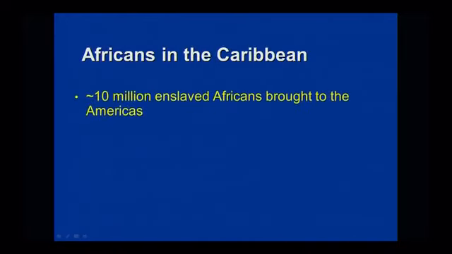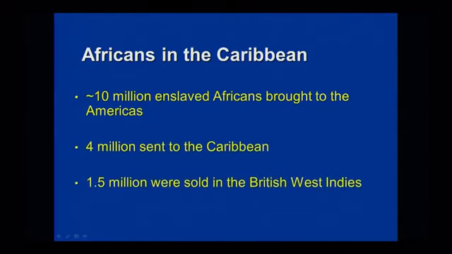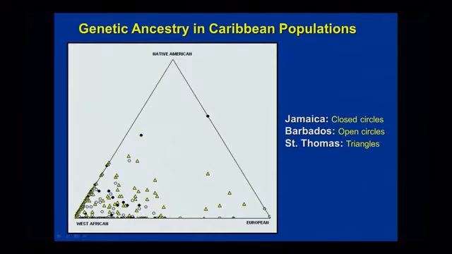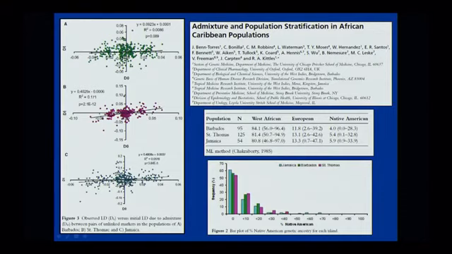Quickly, Africans in the Caribbean, we know that about 10 million enslaved Africans were brought to the Americas, about 4 million sent to the Caribbean, 1.5 million were sold in the British West Indies. If we look at Jamaica, Barbados, and St. Thomas, we can see a wide spread of genetic ancestry, just like we see in the African Americans, Jamaicans having a bit more Native American ancestry than the other two groups that we studied.